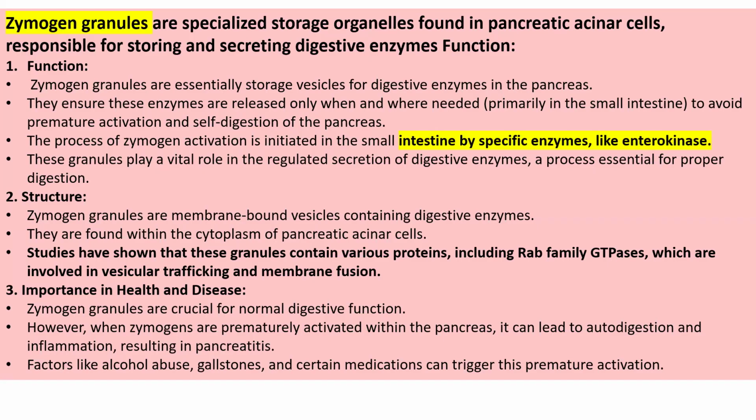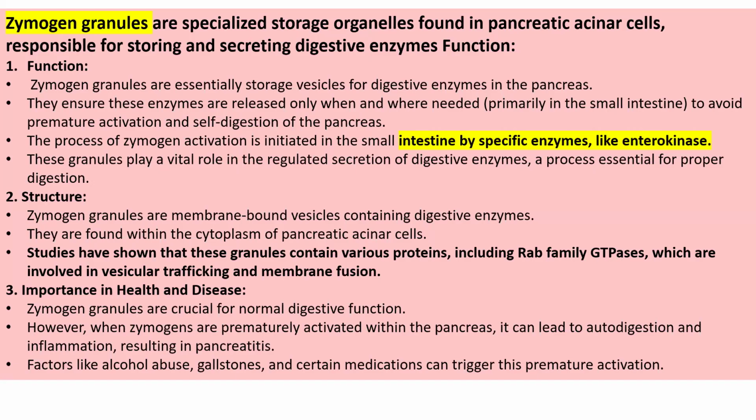These pancreatic enzymes, produced by the acinar cell and stored in zymogen granules, are only released when and where the body needs them, primarily in the small intestine. If there is premature activation, it will cause self-digestion of the pancreas, the process of autolysis, like the lysosomes, which we call suicidal bags.